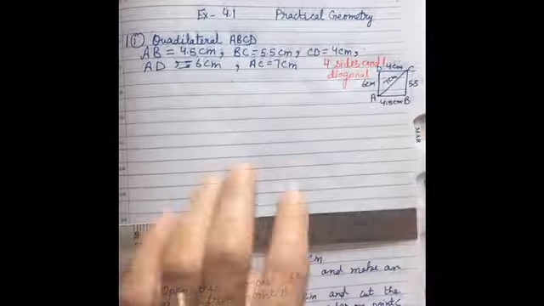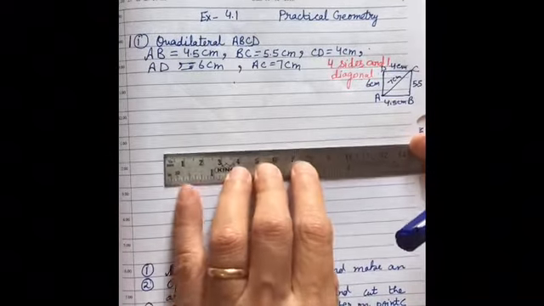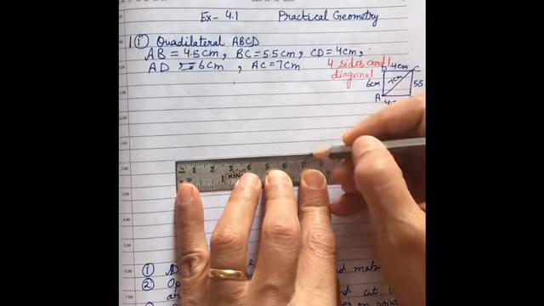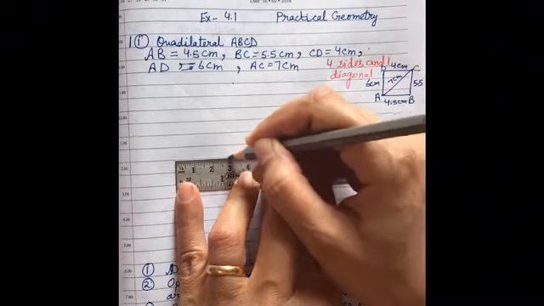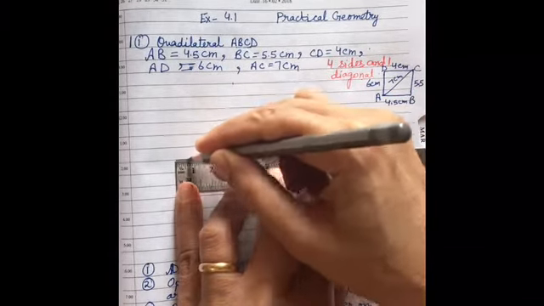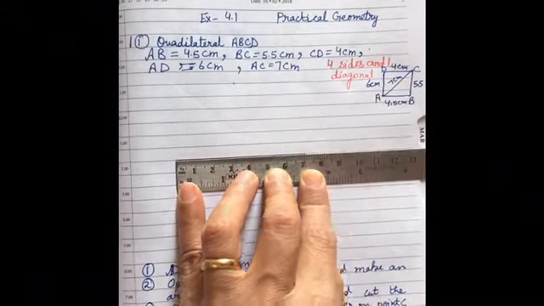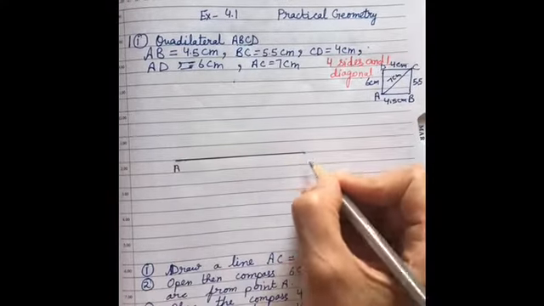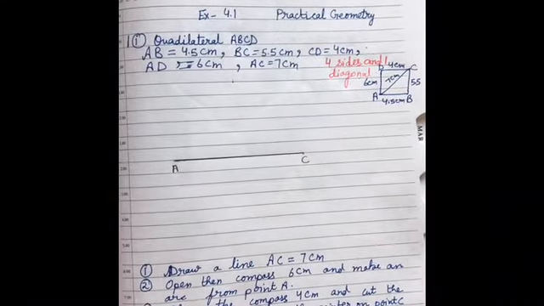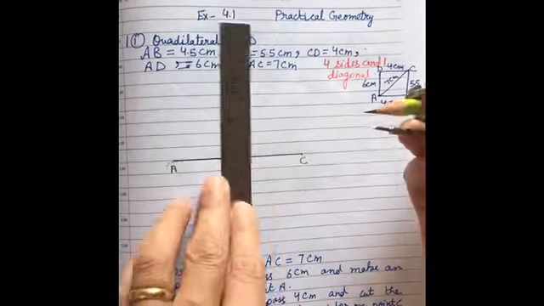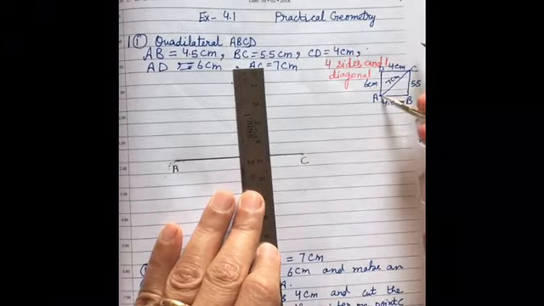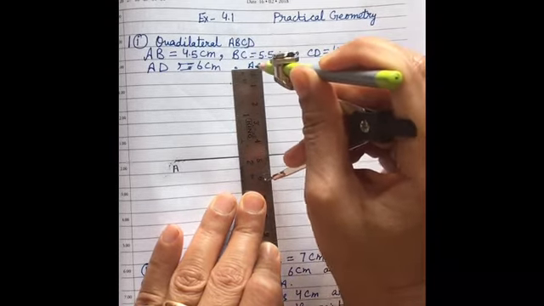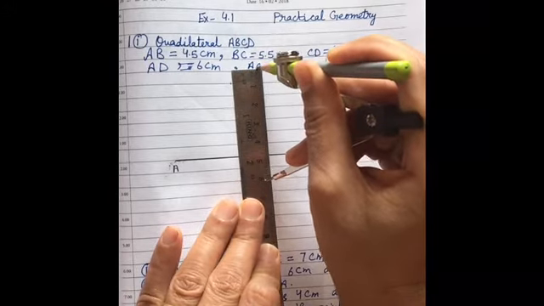Fine. So first I'll make a line. I'll start with the longest line which is given to us, which is 7 centimeters. So I am making a line of 7 centimeter first, and the name of this line is AC. Now open your compass to 6 centimeter because I am going to make AD. So let me open. This is 6 centimeter. Fine.